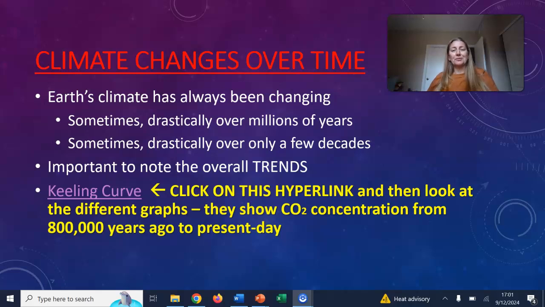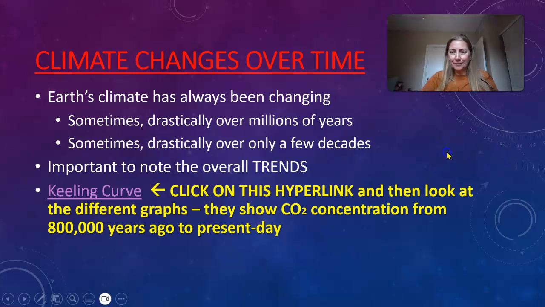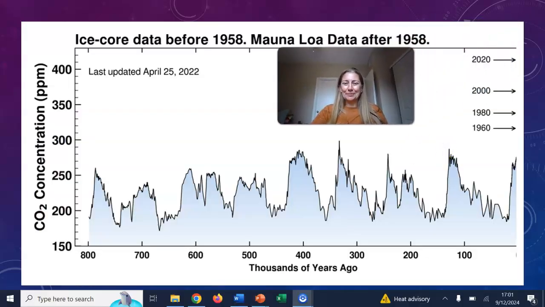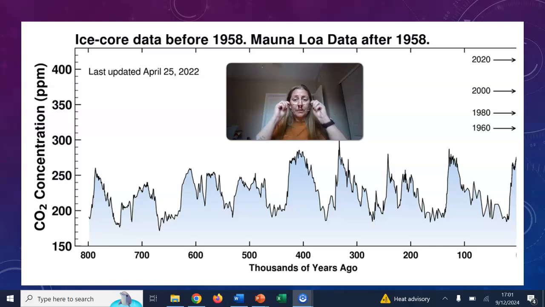Let's look at some of those graphs right now of a Keeling curve. Here we go. So we are on this particular graph looking at a couple of different things. Anytime you're looking at a graph, look at your axes first. Your x-axis, or your horizontal axis, is showing how long ago, or date, whatever you want to refer to it as. And then your y, or your vertical axis, is referring to carbon dioxide concentration in parts per million.